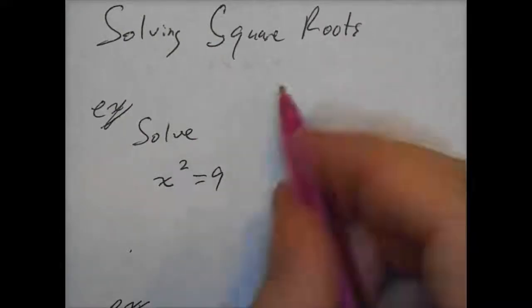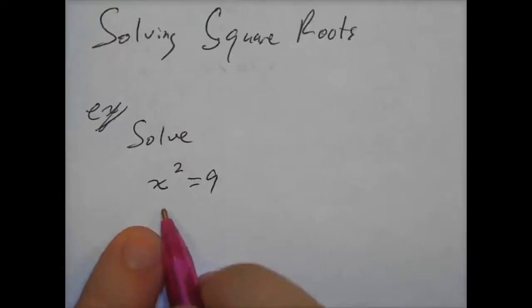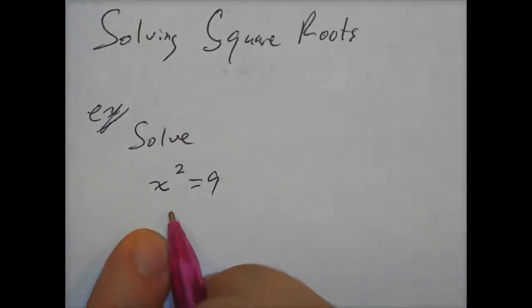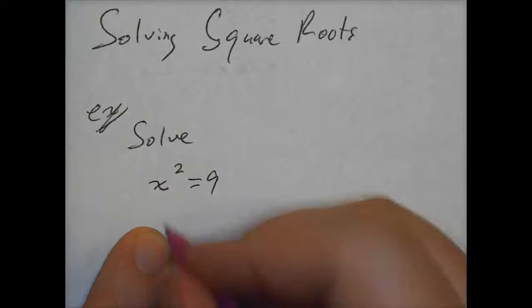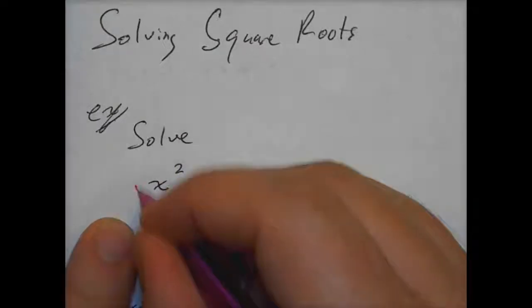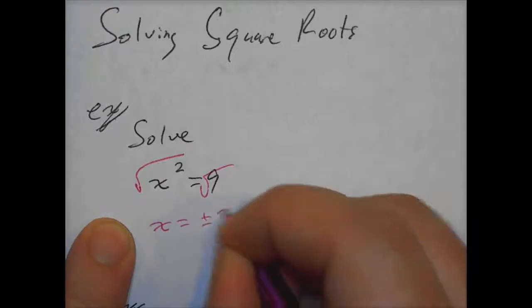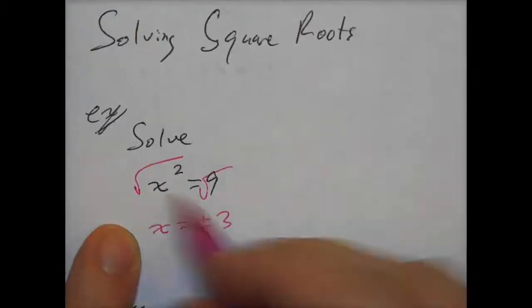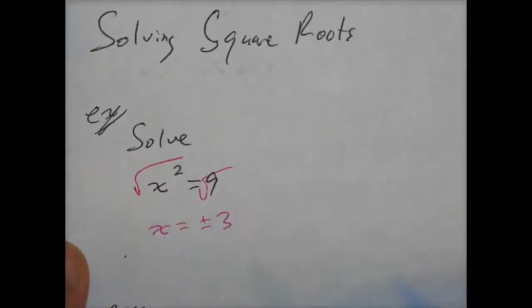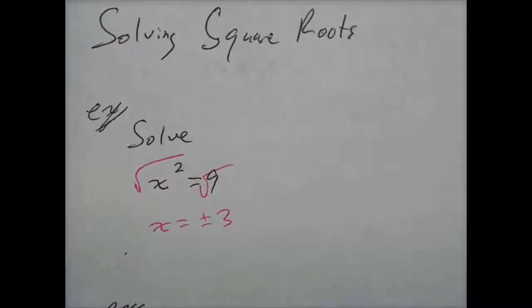Alright, so solving square roots. This is not a square root function, this is a square function. But I want to show you that here, in order to get rid of the square, what we did is we took the square root. And we said x is plus or minus 3 in this case, right? Such that plus or minus 3 squared is 9. So kind of square roots and squares are inverse operations of each other. You'll learn more about that when we get into graphing them.